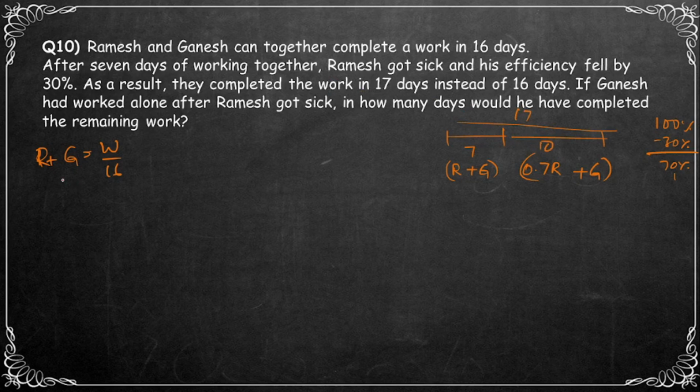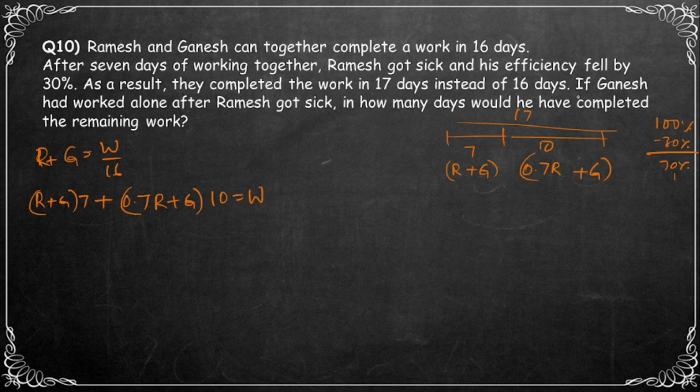They completed the work. So we can write the equation like (R plus G) into 7. So that is the first part of the work. The second part of the work is done by Ramesh and Ganesh, but Ramesh is at 70% of his efficiency, so 0.7 R plus G into 10, as they worked for 10 days. They completed the total work.